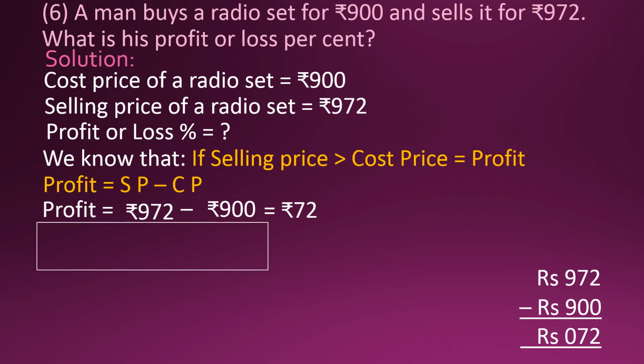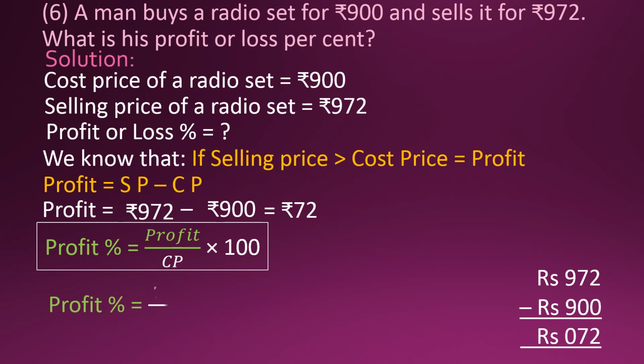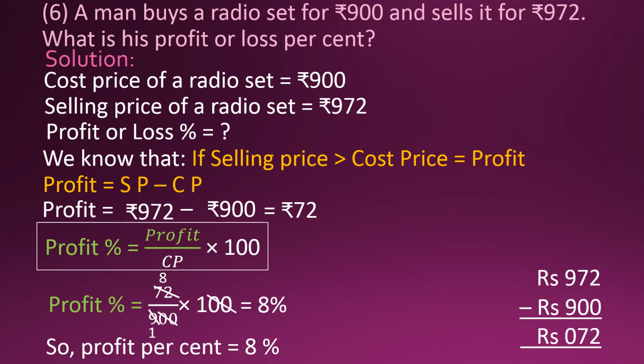Now we will find out the profit percentage, and we know that profit percentage is equal to profit upon CP multiplied by 100. Now put the value. Profit is equal to rupees 72 and cost price is equal to rupees 900. So write down 72 upon 900 multiplied by 100. Now simplify. Cut 20 by 20. See, 9 and 72 both are divisible by the same digit 9. So divide. 9 ones are 9 and 9 eights are 72. So we get 8%. So profit percent is equal to 8%.